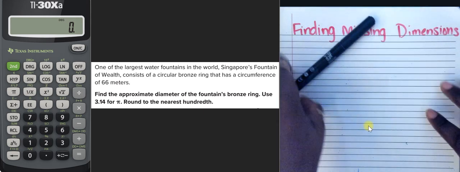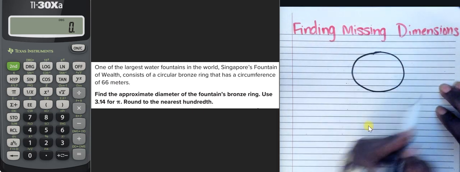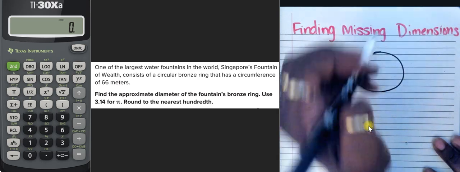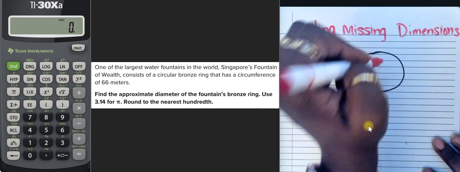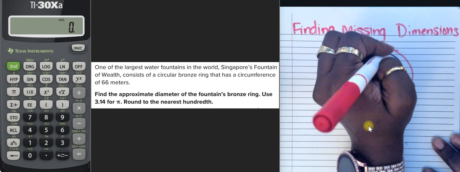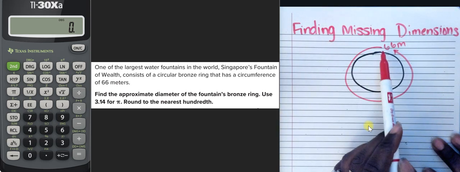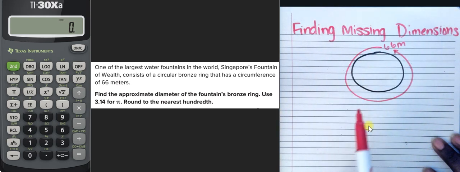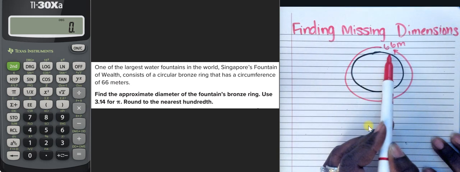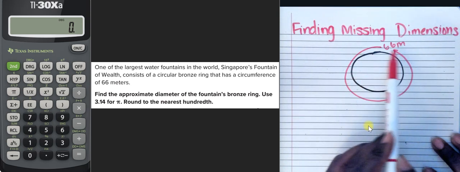All right, so first things first, I'm going to draw my circle here. And what they are telling us, this is our fountain, and the circumference is 66 meters. So the distance around the circle is 66 meters. All right, so we've gone 66 meters around the circle, okay? And this is the circle. I'm just drawing in red so you can see that that's the direction that we're going around this circle. So it's 66 meters around the circle.